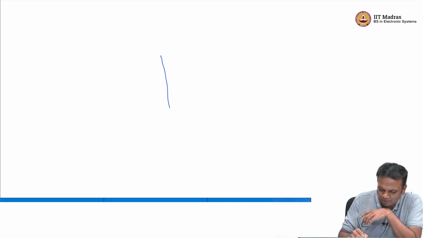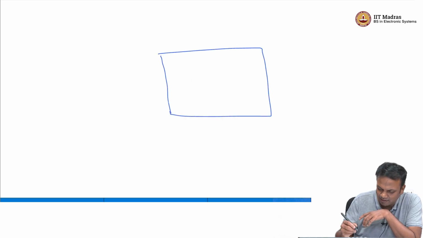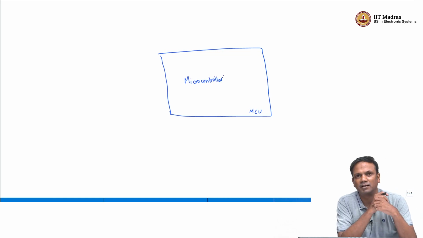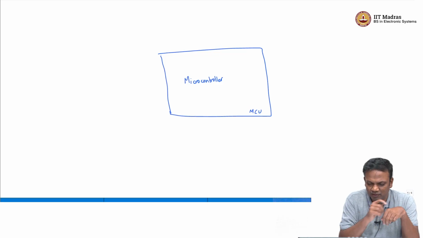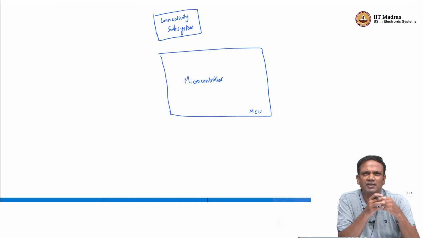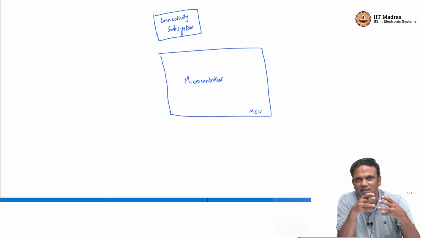So, at the center of all of this will be a microcontroller, or what you will call an MCU. Now, this microcontroller is going to talk to the connectivity subsystem. So, it is going to tell the connectivity subsystem, okay, you have packets to give me, give it to me, I have packets to transmit, go transmit that.